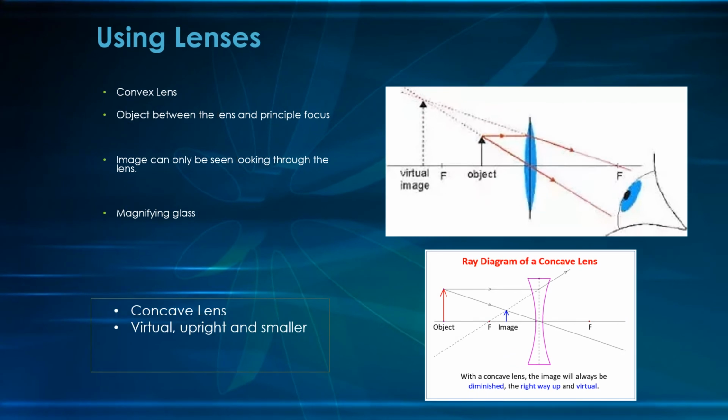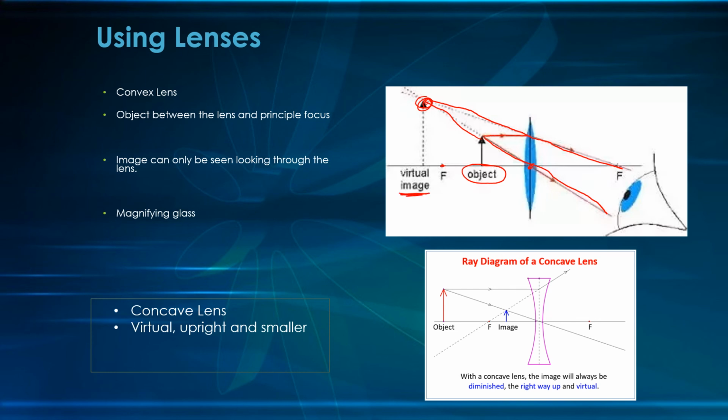Next, we'll take a look at how lenses can be used practically. So we'll start with a convex lens. If you place an object in between the lens and the principal focus, so that's here, and we imagine we've refracting the light rays that come from that object, like so. Those light rays enter the eye. The eye makes the assumption that they travel in a straight line, so to here. So this is where we see the virtual image of that object formed.